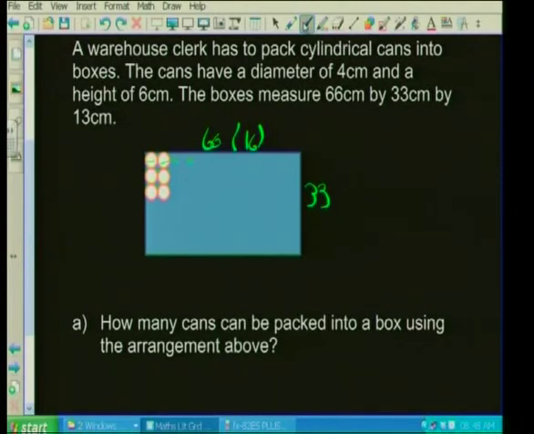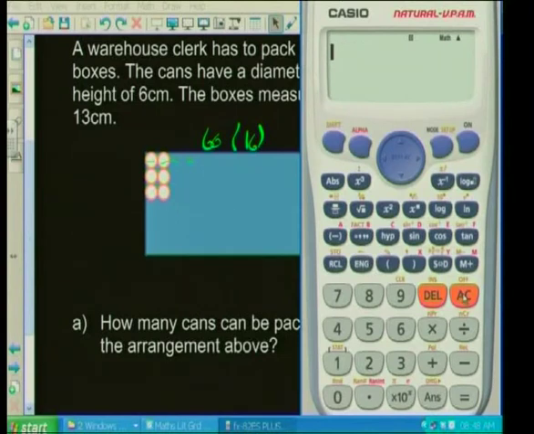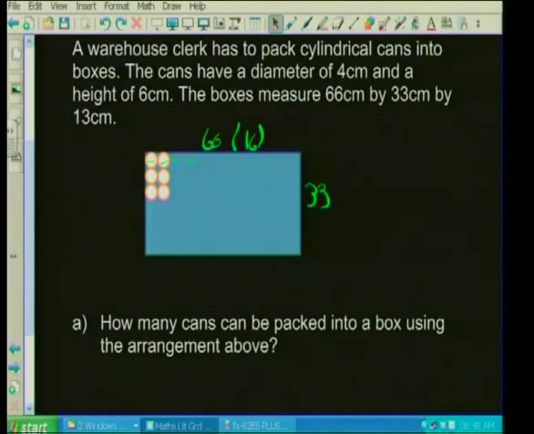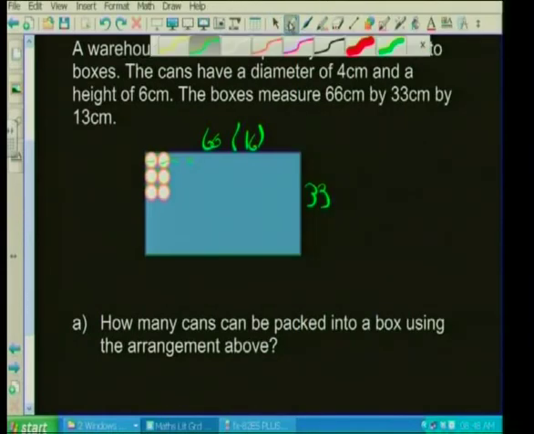By the same process, if we divide the 33 by our 4 centimeters, because the diameter is 4 again, we see that this one says 33 over 4, or 8.25. Again, I need to round down, so I can only fit 8 cans down the width of the box. So let's just put in the number 8.